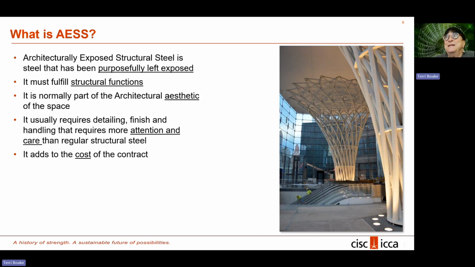So what is AESS? Architecturally exposed structural steel is steel that has been purposely left exposed. It must fulfill structural functions. It is normally part of the architectural aesthetic of the space. It usually requires detailing, finish, and handling that requires more attention and care than regular structural steel, and it adds to the cost of the contract.